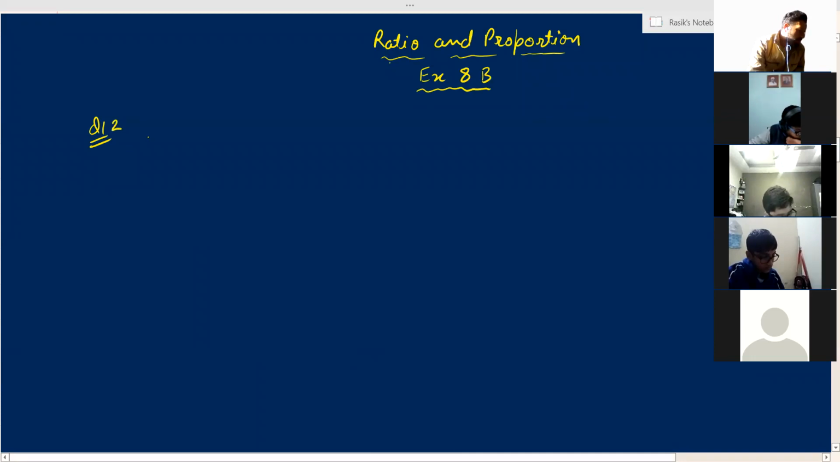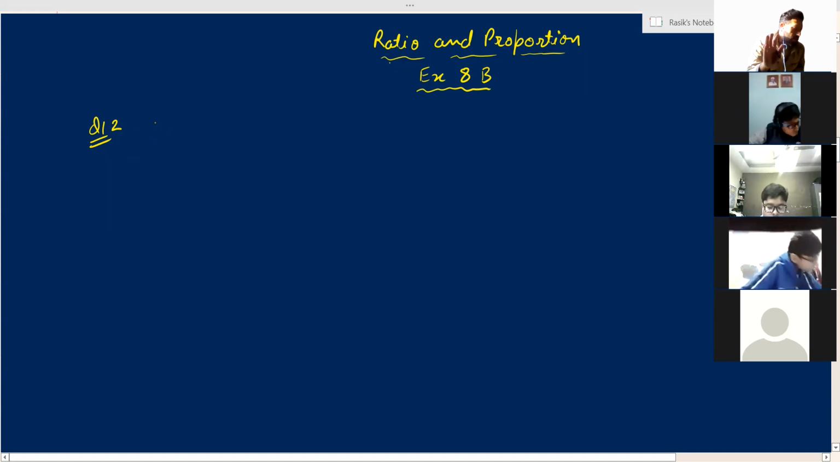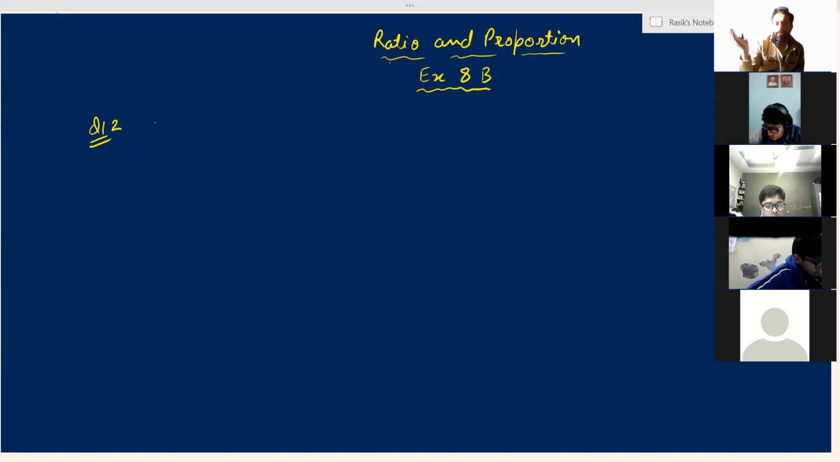We are starting with question number 12. What number must be added to each of these numbers? This is a kind of word problem. What number should be added to each of these numbers so that after adding x, the numbers come in proportion? So let the number to be added be x.